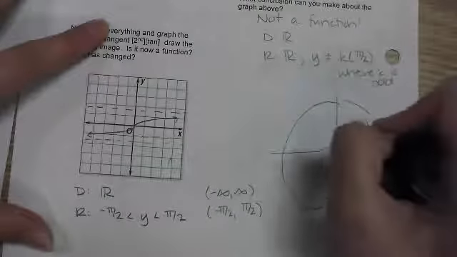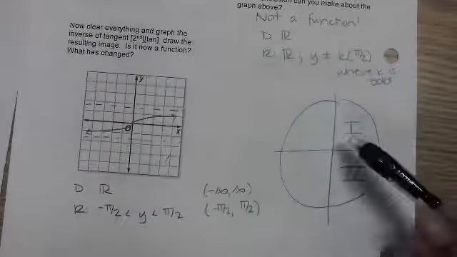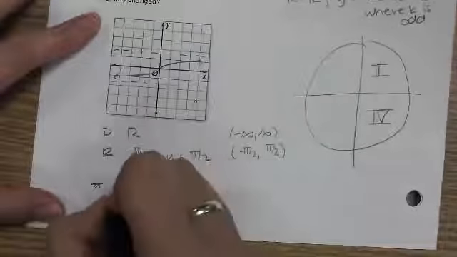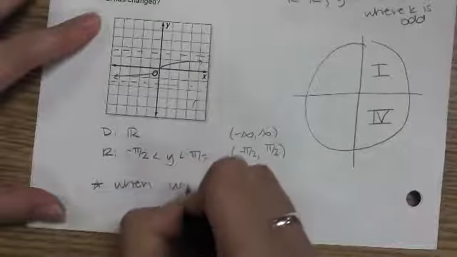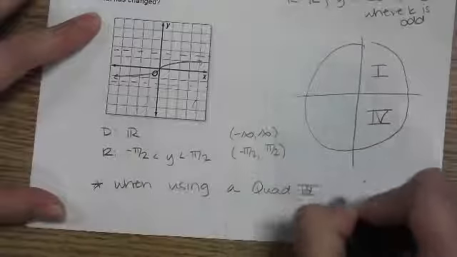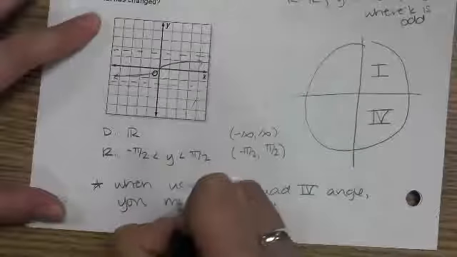So when we talk about tan inverse, when we're using inverse functions, we can only use quadrants 1 and 4. And again, I'm going to write the note to myself that when I'm using a quadrant 4 angle, you must use the negative version.